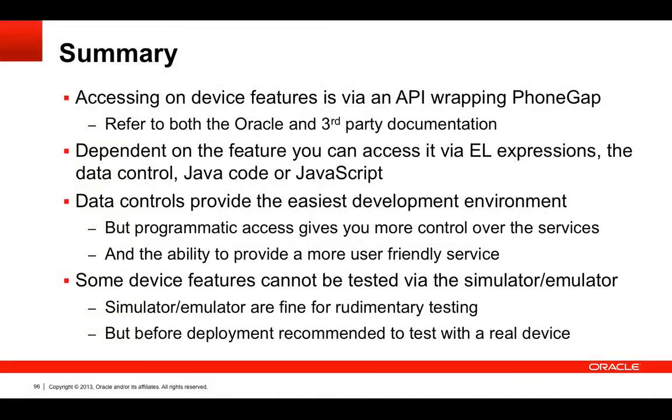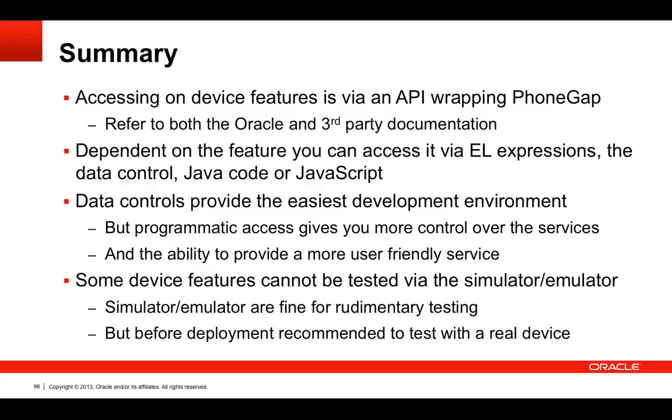So in summary, ADF Mobile under the covers uses the PhoneGap or Cordova APIs for doing all the work with, in this example, what we've been looking at today, all the contacts or the address book on your device. As we saw, there is a number of different mechanisms which we can access the contacts, that being the data control palette and the methods that are provided through it, the Java APIs or the JavaScript APIs, the first two being for AMX pages, the latter being for HTML page.